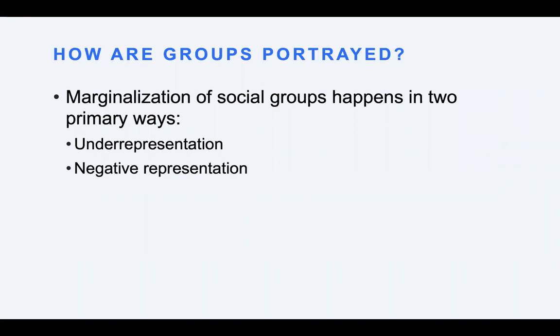So how are groups portrayed? Marginalization of social groups happens in 2 primary ways in the media: through underrepresentation and negative representation. So underrepresentation means that marginalized groups or negatively evaluated groups are just not portrayed. You don't see people of color on television. You don't see people with disabilities on television. They're just not there. And the second way is negative representation, so representing them in negative ways, and both are harmful.